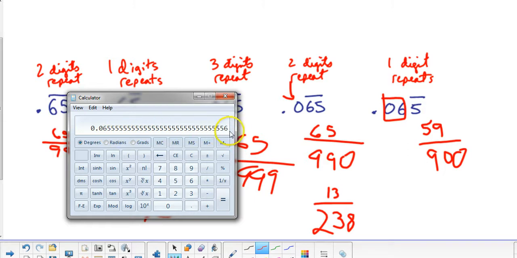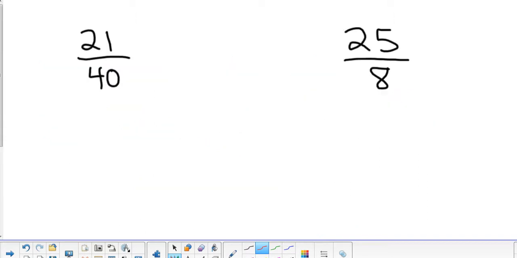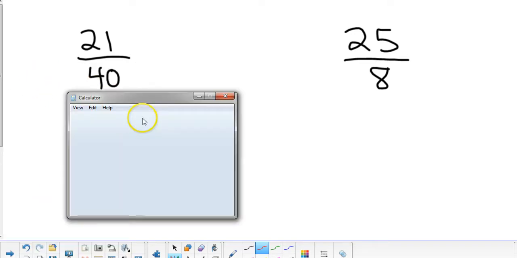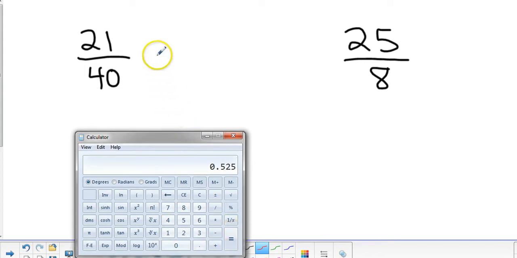Even though this one holds a lot of digits, it still rounds at the end. But this would be 0.65 with the 5 repeating. Now 21 40ths. One way to do it is just divide the numerator by the denominator. 21 divided by 40 equals 0.525.